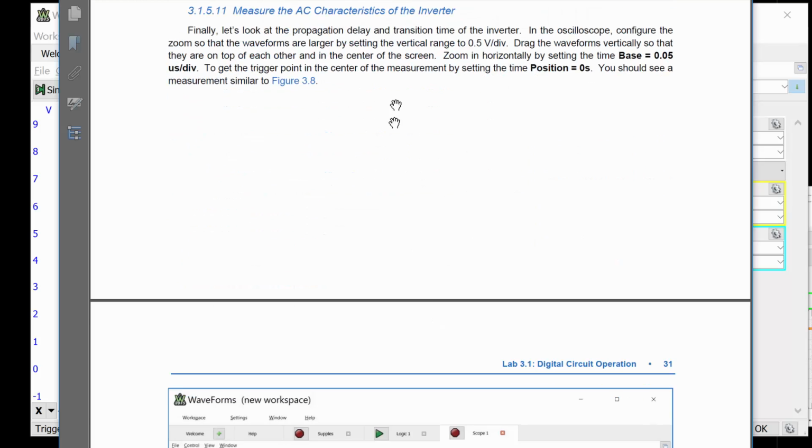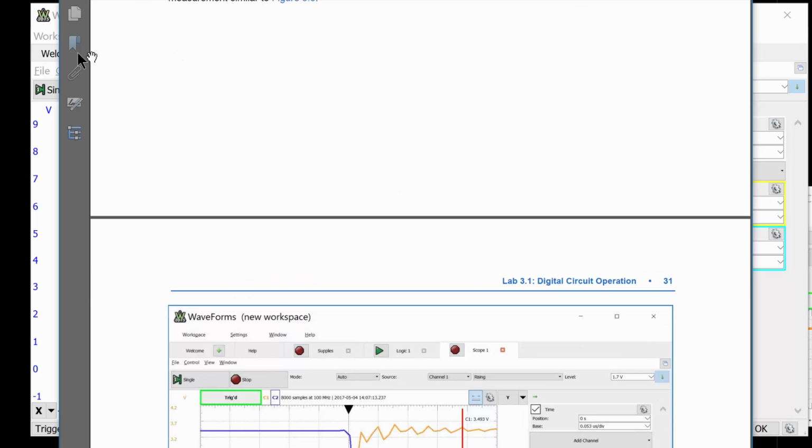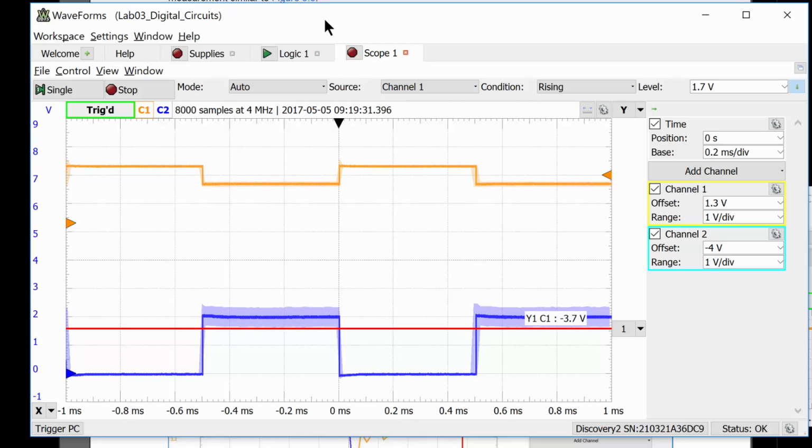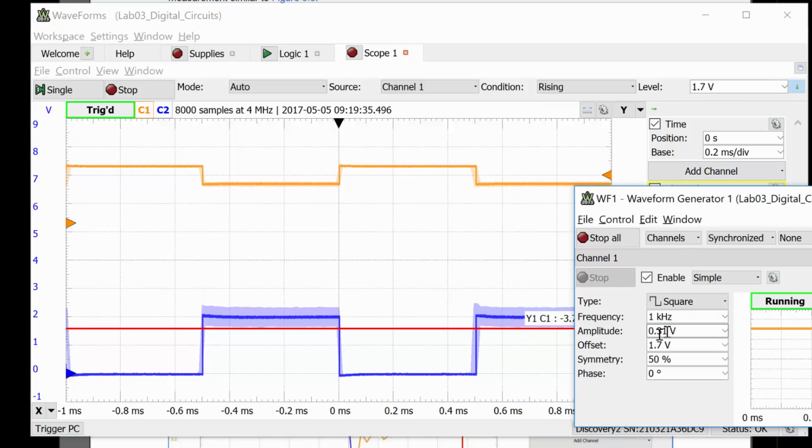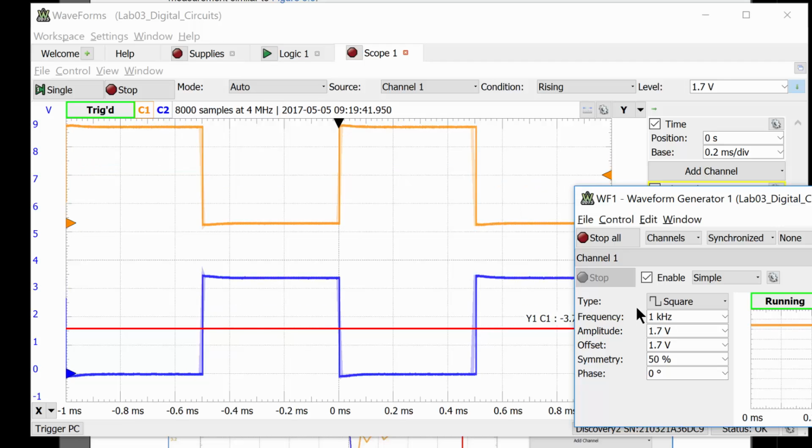And then finally, let's look at the AC characteristics of the inverter. By that I mean let's take a look at its transition time and rise time. In order to do that, we want to look at the transition from a high to a low on the input and the output. So I'm going to go back to my wave gen and put 1.7 on the input.